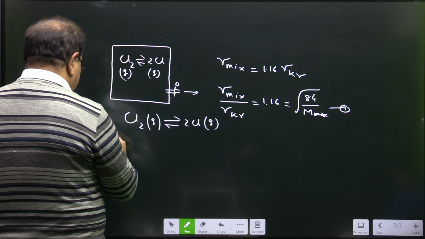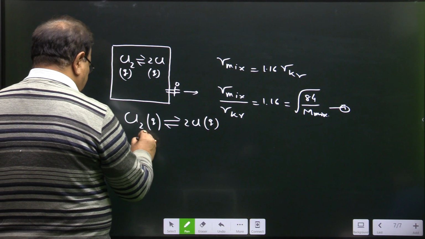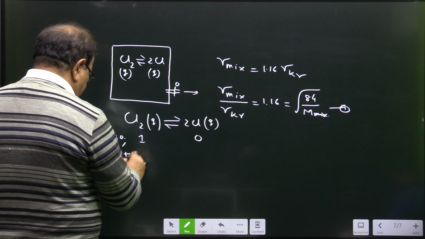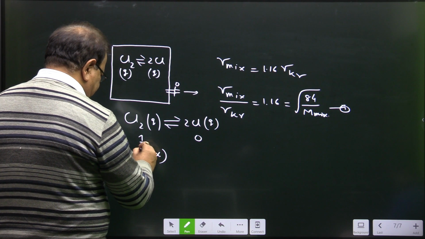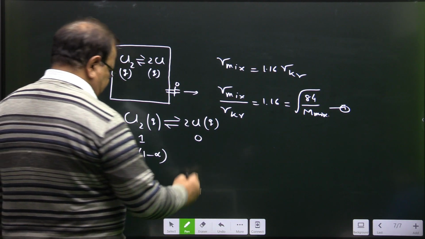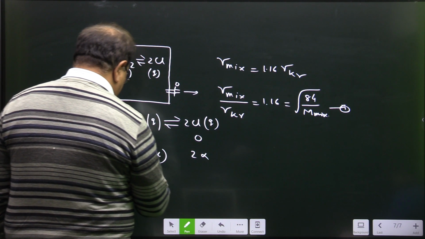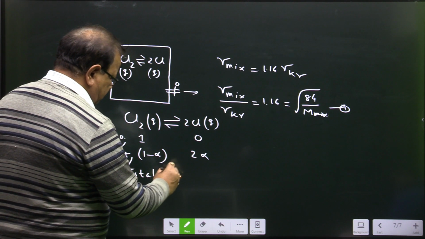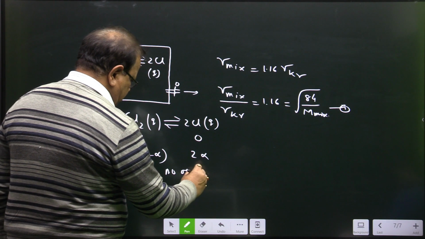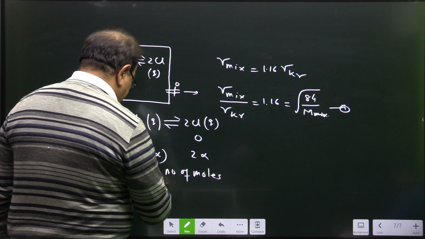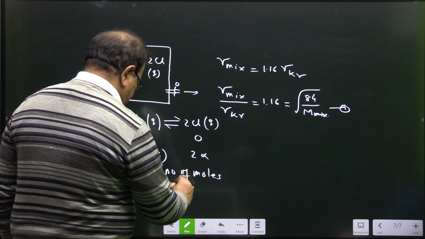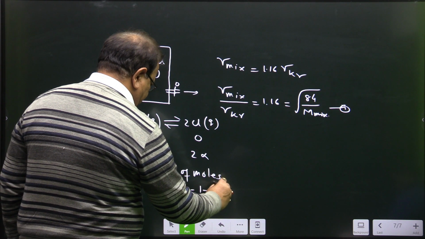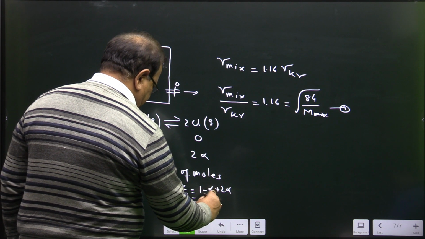At the initial state, t is 0. If there is 1 mole of Cl2, there is no Cl, it was 0. After time t, 1 minus alpha. Alpha is the extent of dissociation which has to be calculated, and it is 2 alpha. Total number of moles at equilibrium: 1 minus alpha plus 2 alpha is equal to 1 plus alpha.